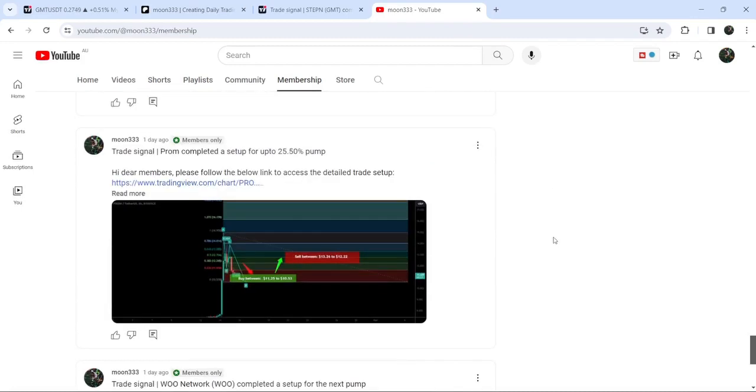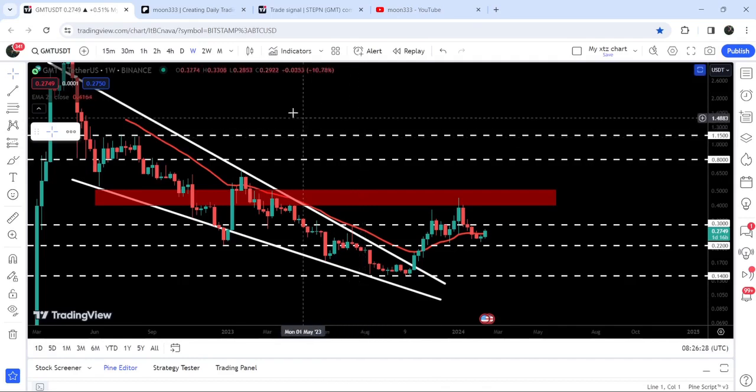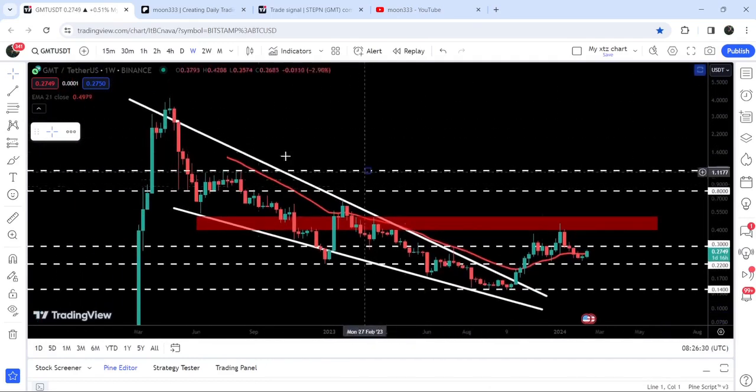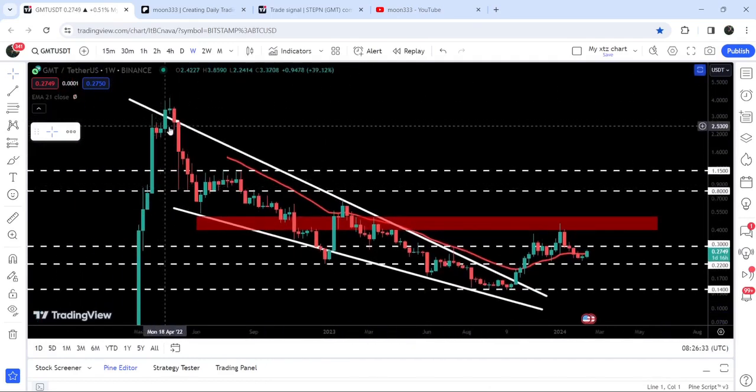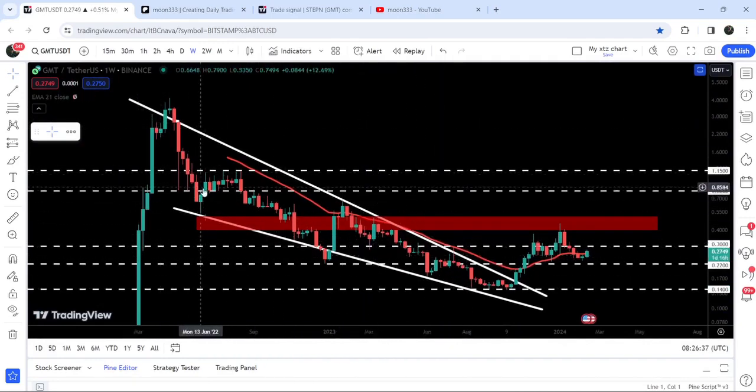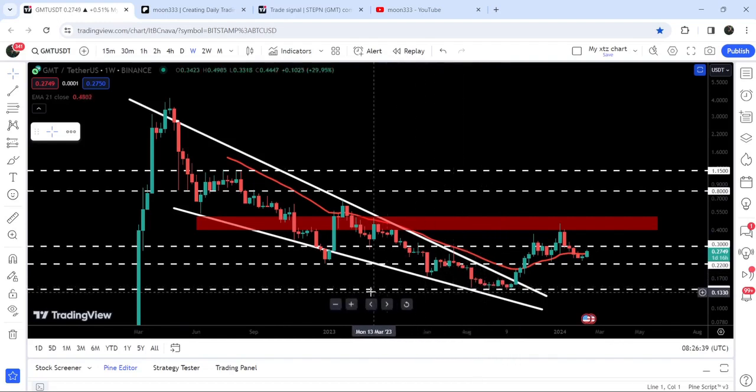Now let me take you back to this live chart. And you can see that for the past several months, since after April 2021, it was moving inside this falling wedge pattern. And recently, after finding a quite nice support here at 14 cents, you can see that for several weeks, the price line has been testing this support.